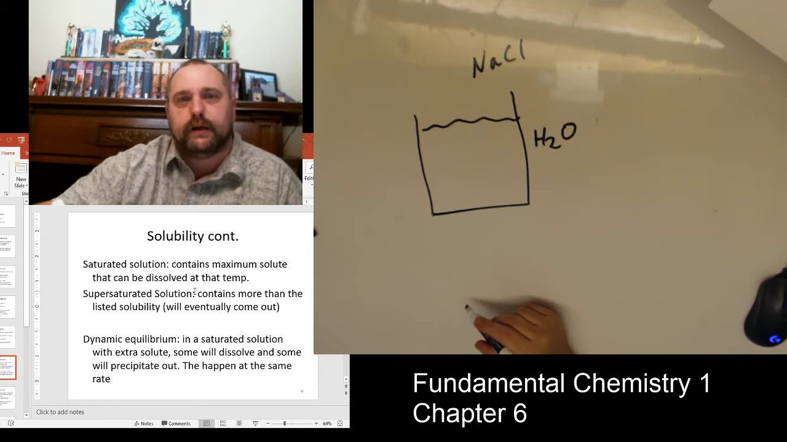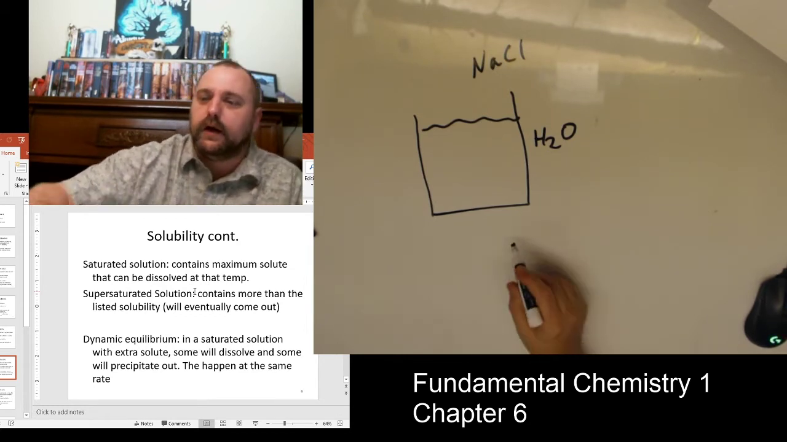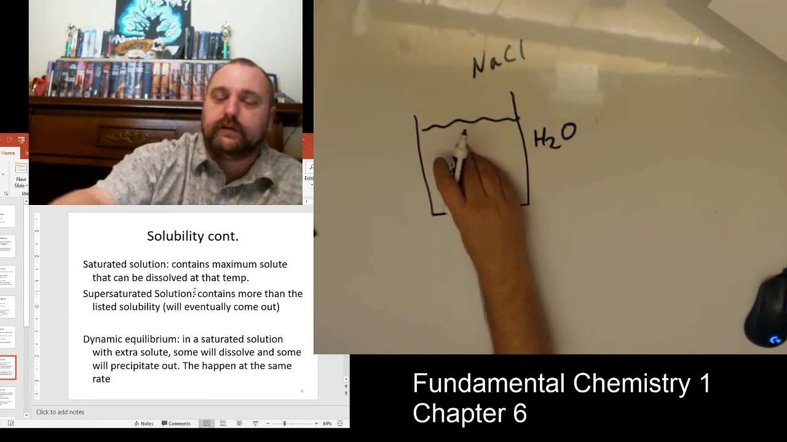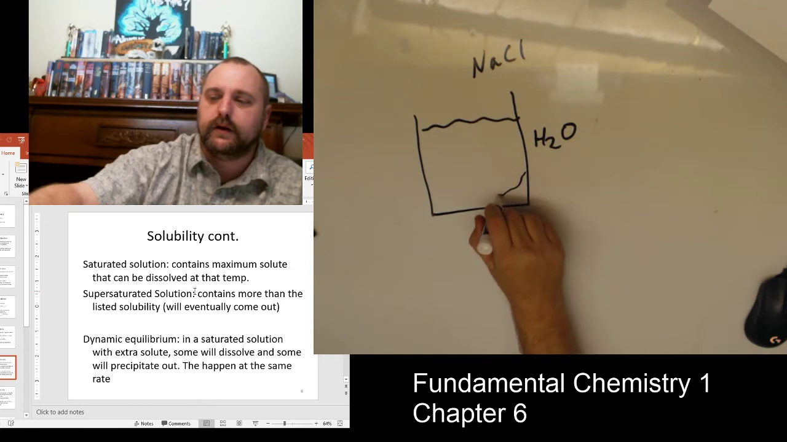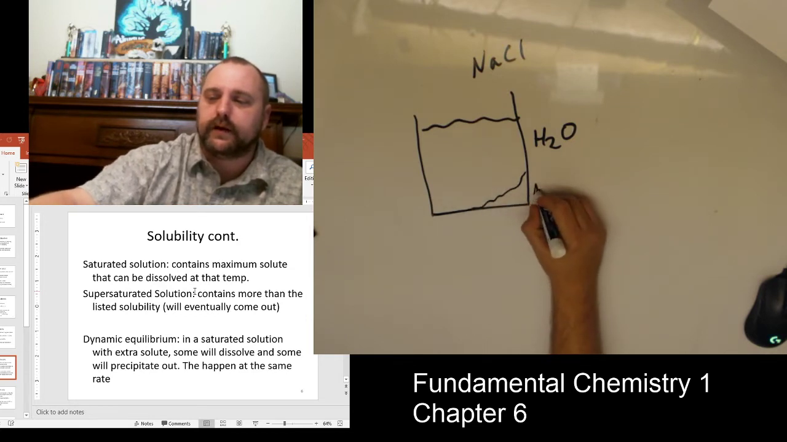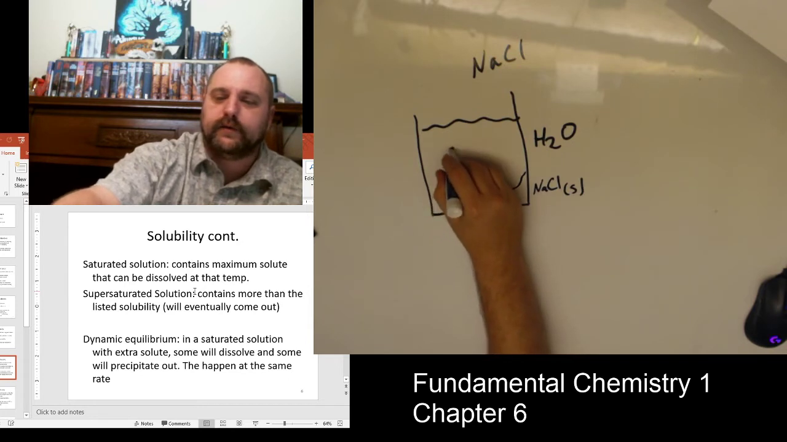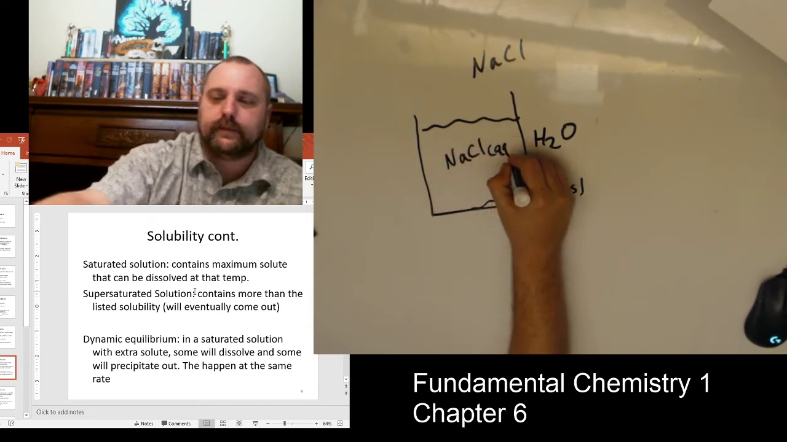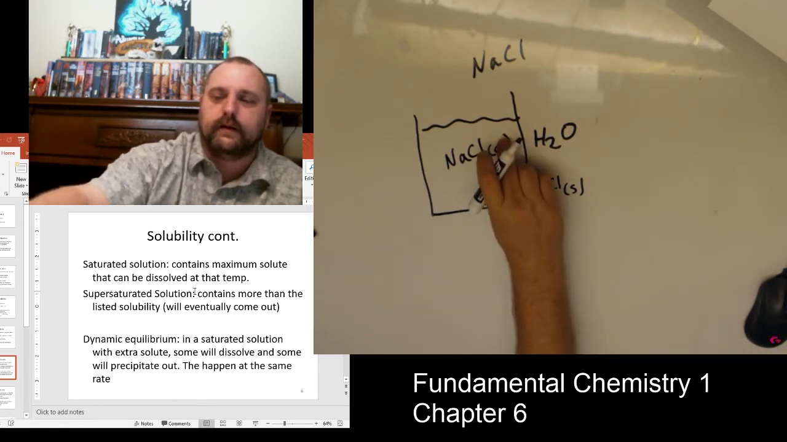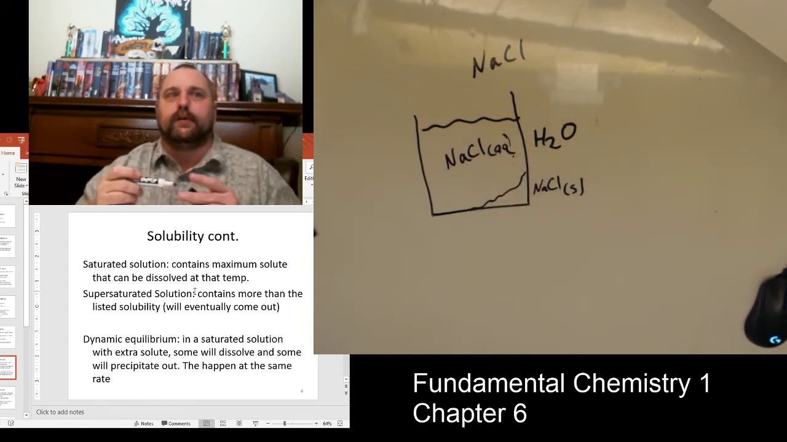But what if I keep adding salt and keep adding salt and keep adding salt? Eventually, this solution gets as much as it can hold, and any extra comes out as a solid. So down here I have some NaCl that's a solid, and up here I have some NaCl that's aqueous. There we go. Aqueous. All right.